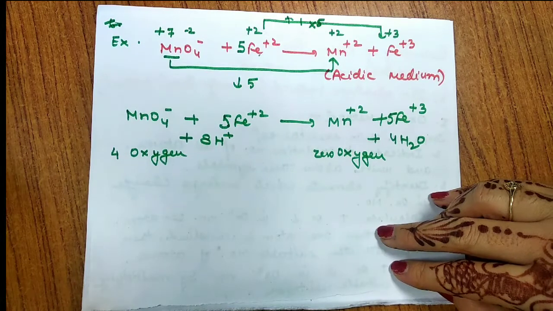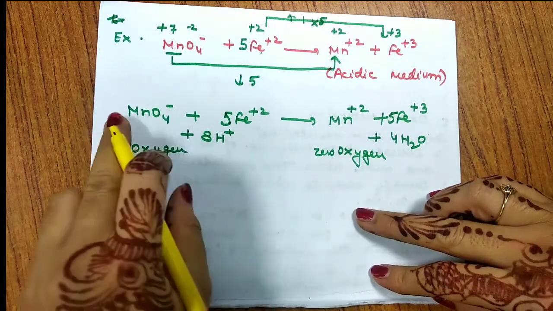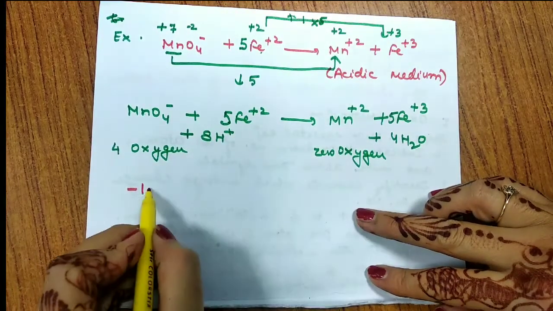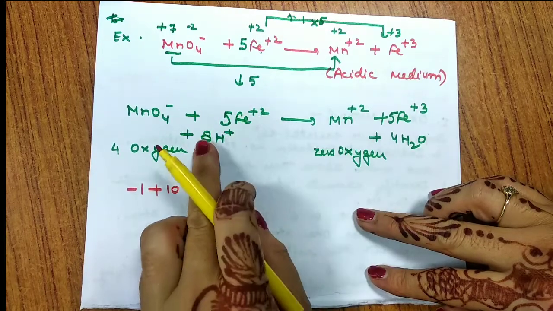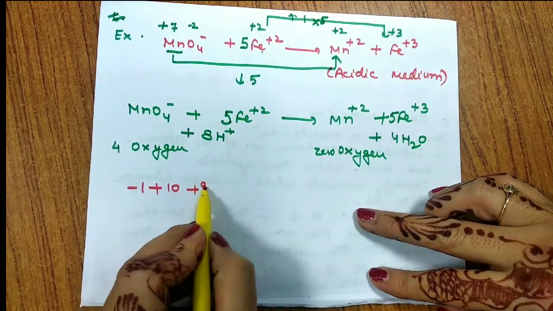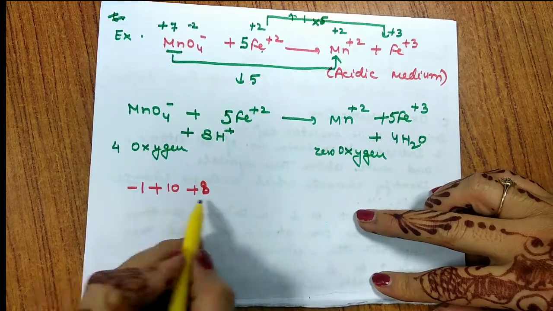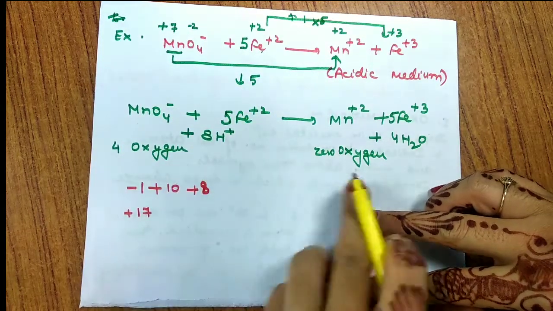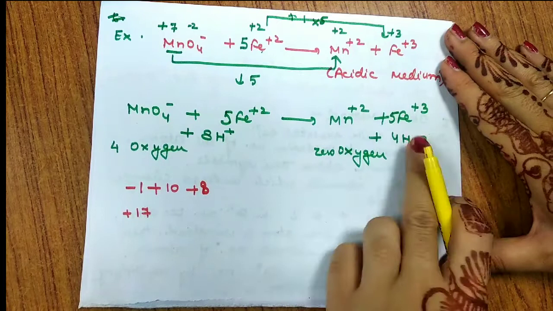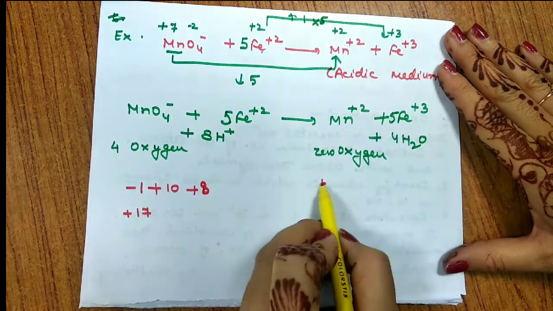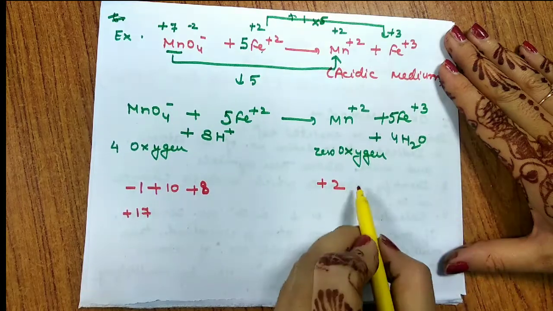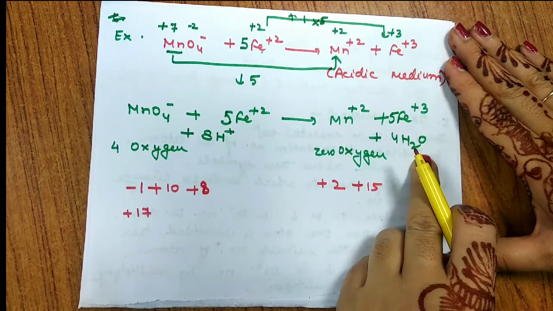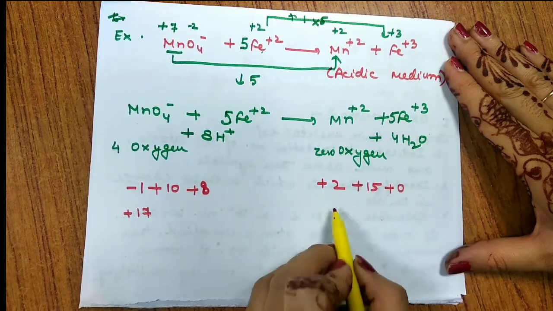So how to find the charge? 1 into 1, this is -1, plus 5 into 2, this is +10, 8 into 1 is +8. So 18 minus 1, 17, plus sign 17, on the left side we have the total charge. Let us see, do we have the same charge on the right side? 1 into 2, +2, 5 into 3, +15, and this is 0 as it has no charge on it. So plus 0, so it comes out to be +17.